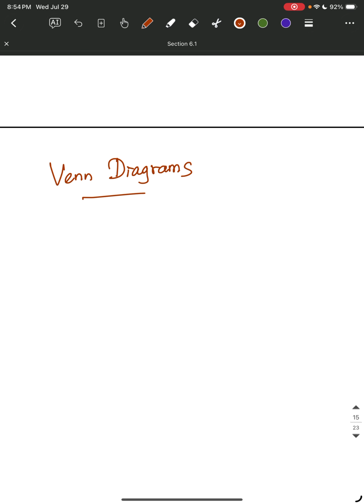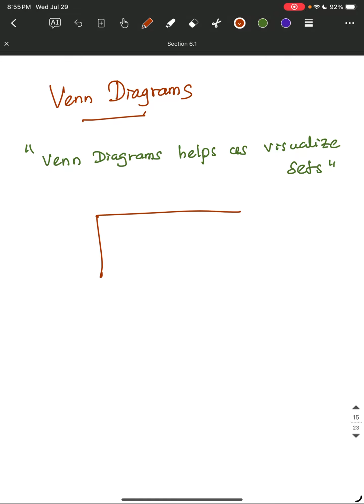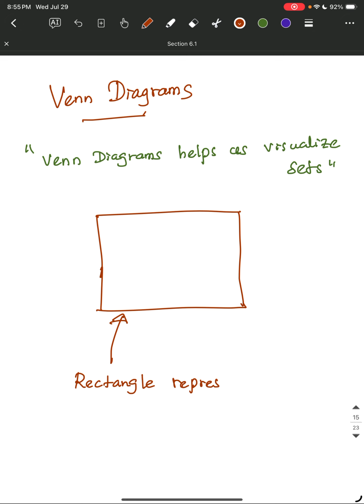The Venn diagrams help us visualize sets, right? So let's draw the Venn diagram. Here the rectangle represents the universal set.